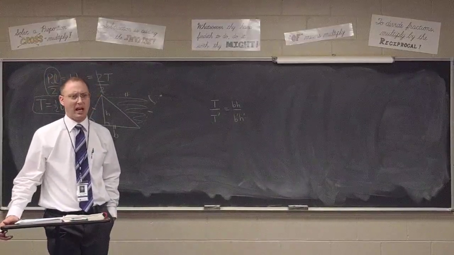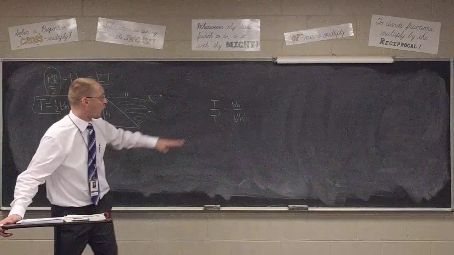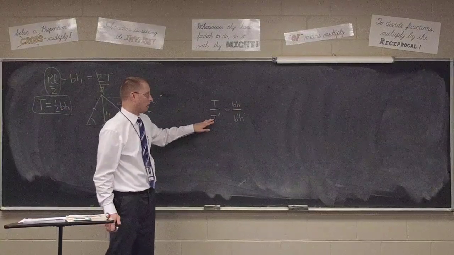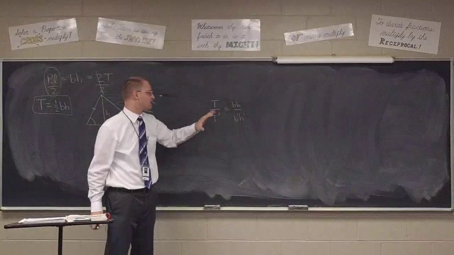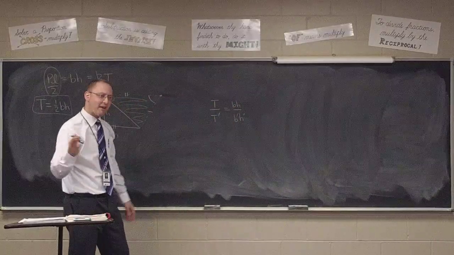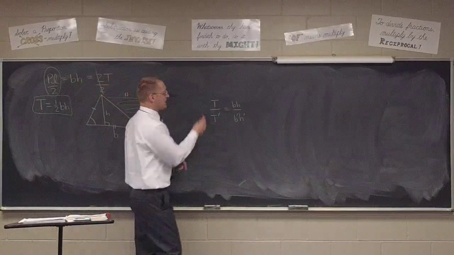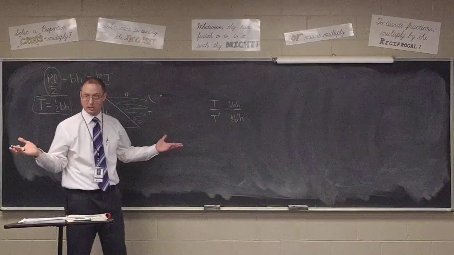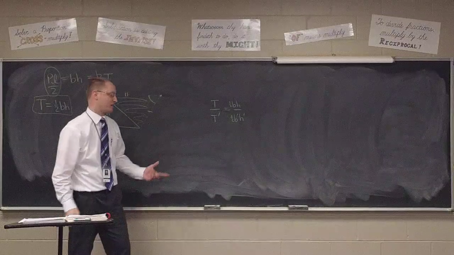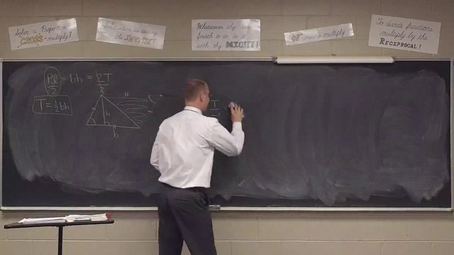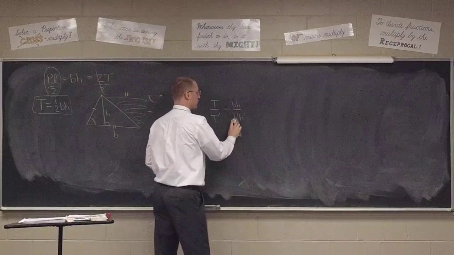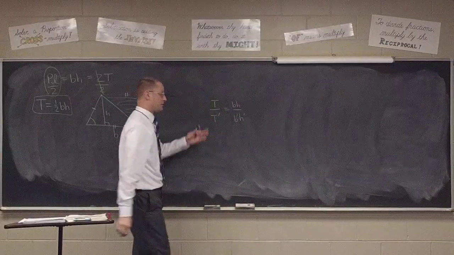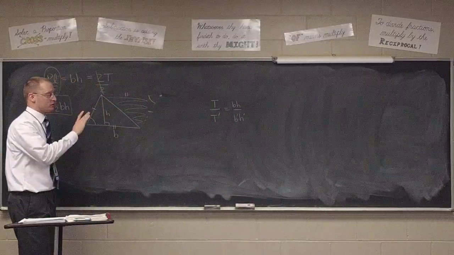Now wait a second. I understand that being good for rectangles because R is BH, or a parallelogram is BH, but T is not BH. T is a half BH. Shouldn't it be T is to T prime as a half BH is to a half B prime H prime? Thoughts? The halves cancel, don't they? Yeah, that's why we don't need to keep the halves. And so therefore, just like rectangles and parallelograms are to each other as products of bases and altitudes, so are triangles.